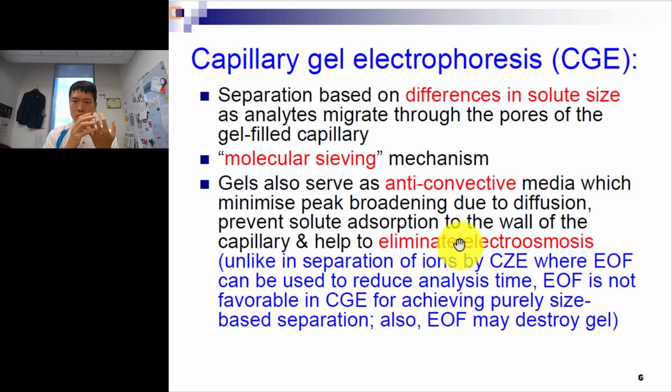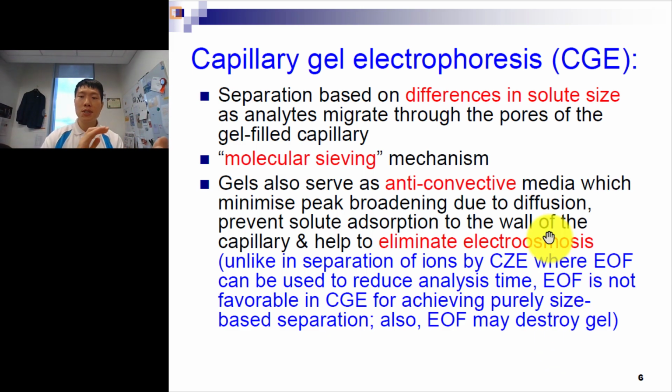Because the gel is usually very viscous, I would say it's like a solid liquid interface, it can also reduce convection. What it means is, less convection means you have less peak dispersion. Remember the heat dissipation? And so the gel will also improve separation by reducing the peak dispersion.